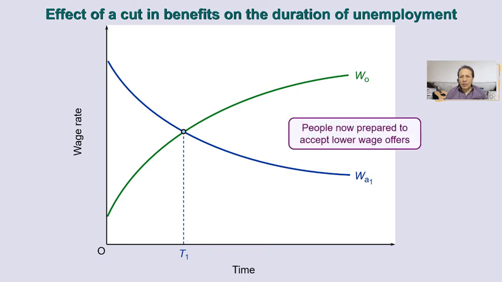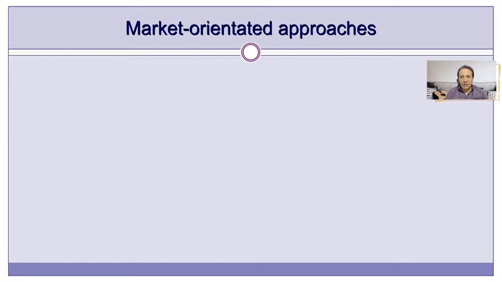But now the people are prepared to accept lower wages. So as a result of that, the duration of unemployment decreases. And there are more people in the economy as a result of cutting benefits, though we have a decrease in the duration as well, right? So firms are going to be more keen to employ more people.